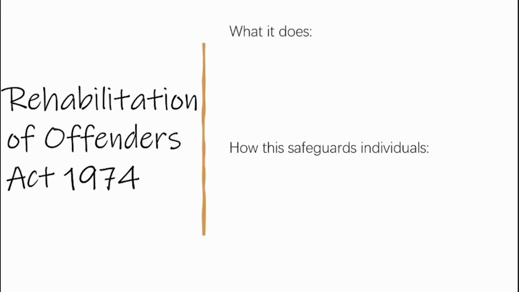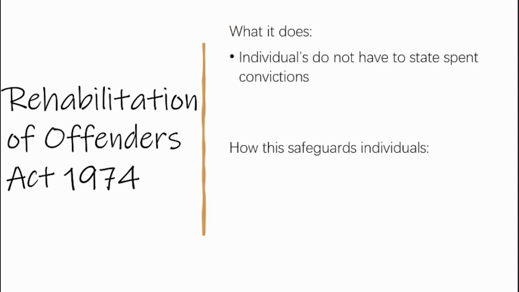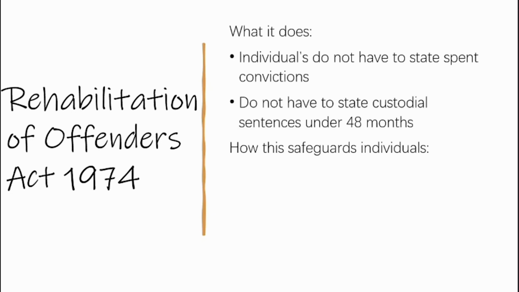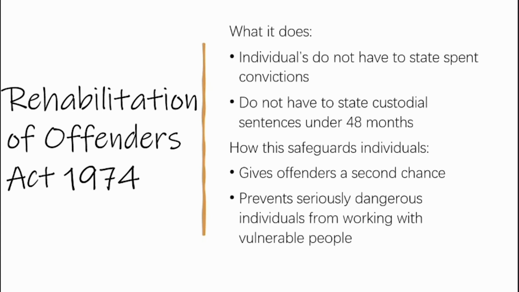Finally, the Rehabilitation of Offenders Act supports the rehabilitation of offenders by doing two things. Firstly, individuals with convictions or cautions may no longer have to state them if they become spent after a rehabilitation period. As well as this, custodial sentences under 48 months no longer have to be stated when applying for jobs, whereas it used to be mandatory to state them if it was over 30 months. This safeguards individuals as it gives offenders an opportunity to reintegrate back into society while preventing those with more serious convictions, such as sexual abuse or violence, from working with vulnerable individuals.